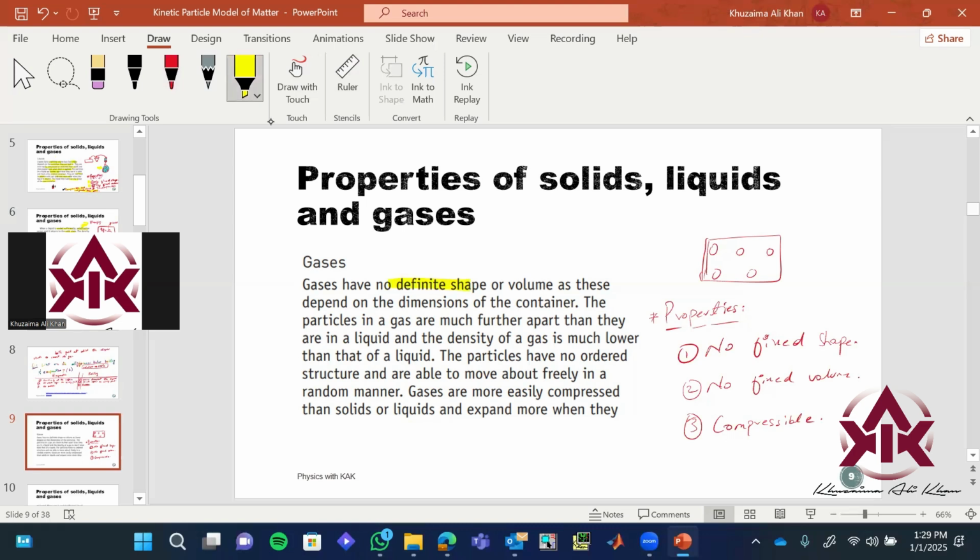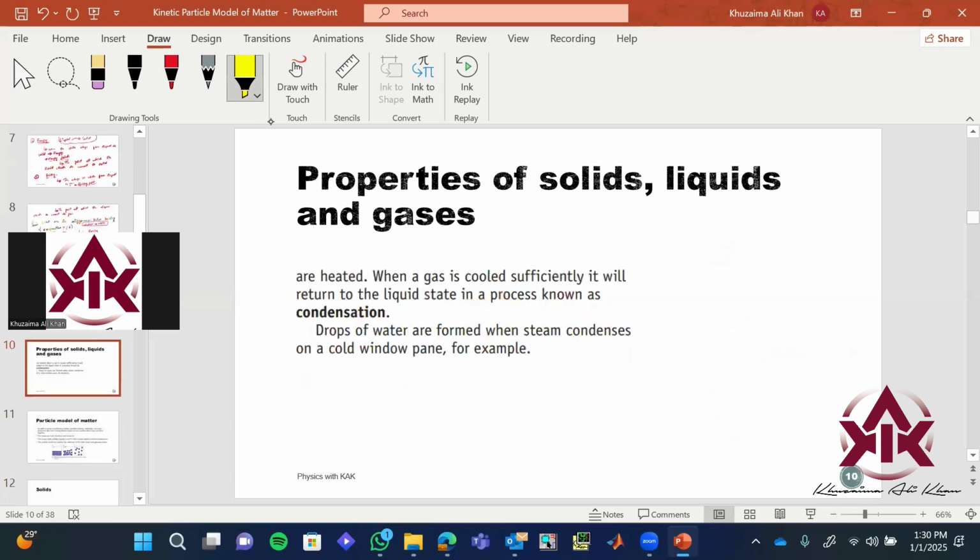They have no fixed shape and no fixed volume, because they depend upon the dimensions of the container. They can take the shape of any container. They can also be compressed, so the volume can be changed. That is why it is compressible. The particles in gases are further apart, which you can see from this diagram. The particles have no order, and they are able to move freely in any direction in the container, randomly. They are compressible, unlike liquids, and they can expand when they are heated.